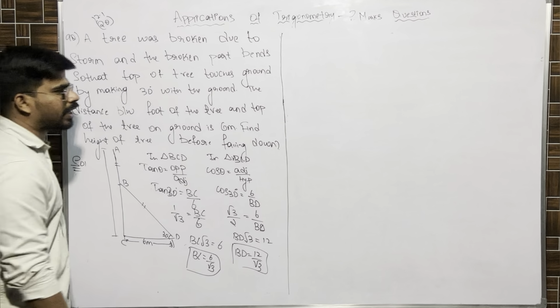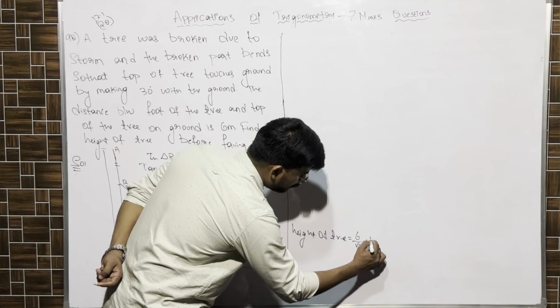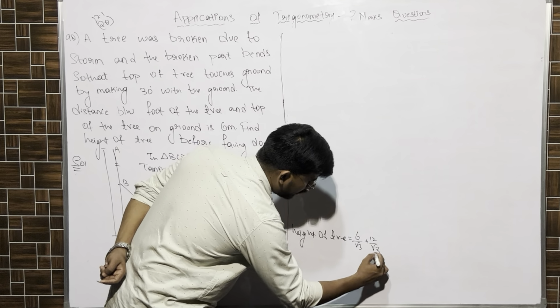Height of tree is equal to 6 by root 3 plus 12 by root 3. The denominator is the same. We can write 6 plus 12, which is 18. 18 by root 3.